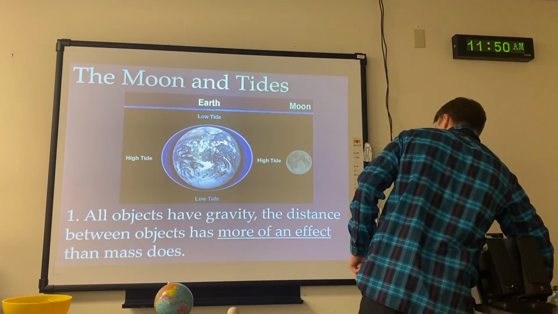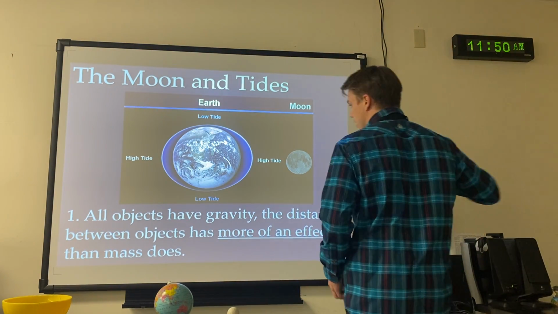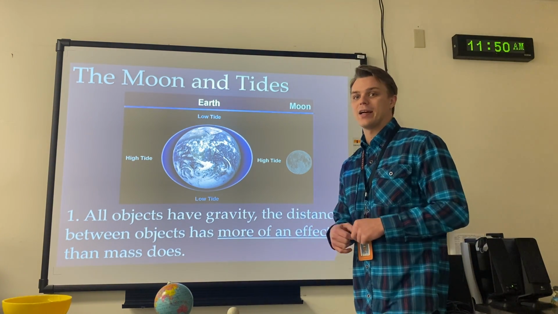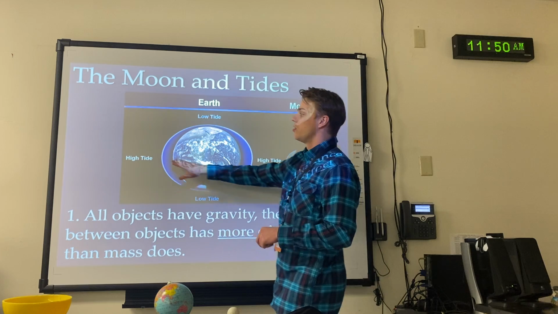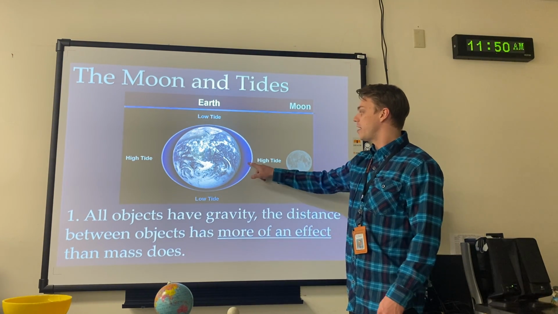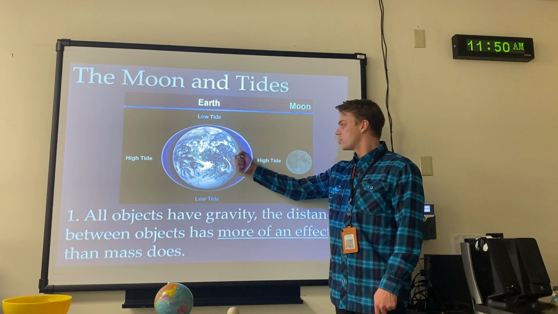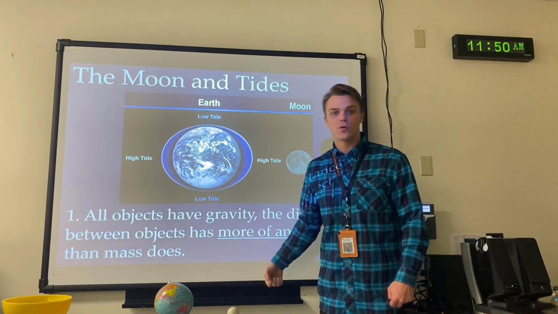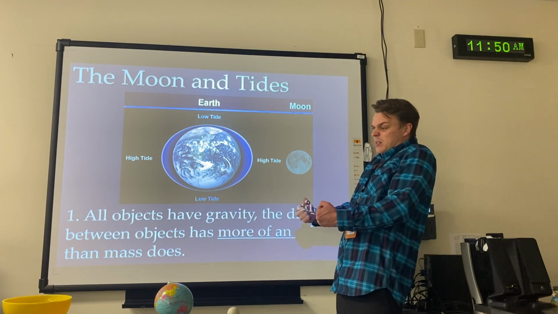Another thing we've really got to understand is that for every day, there are always two high tides. That means the Earth always has two high tides on it. You're always going to have a high tide on the side facing the moon, and that's because the water is pulled by the moon's gravity. It actually lifts some of the water a little bit.